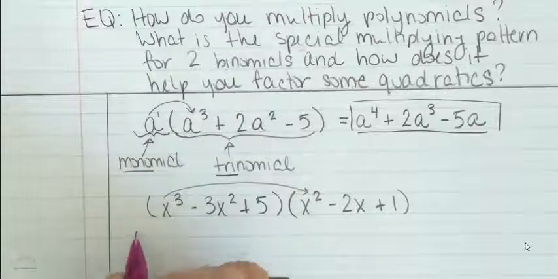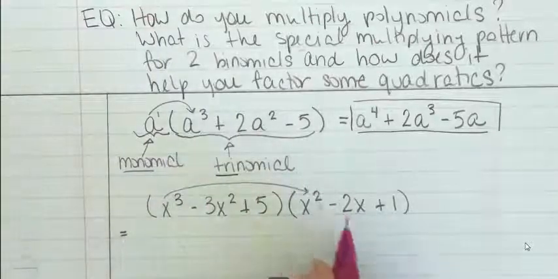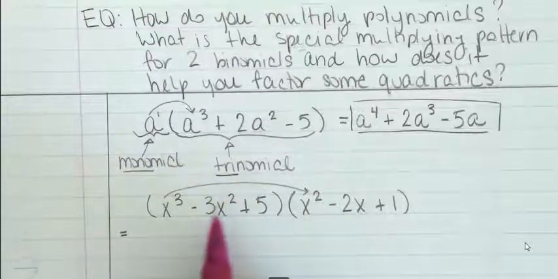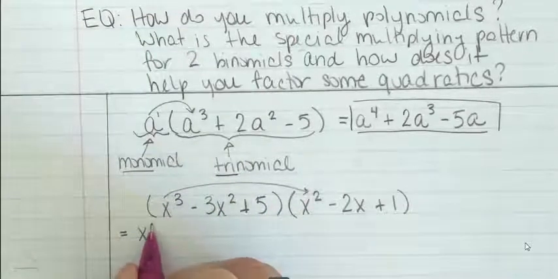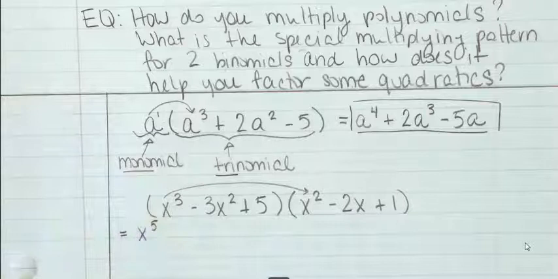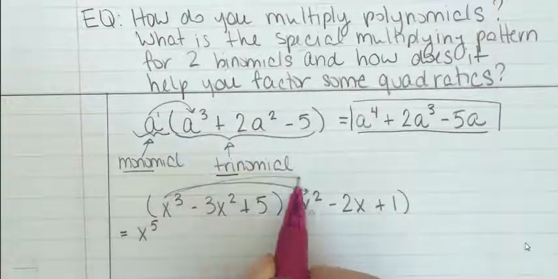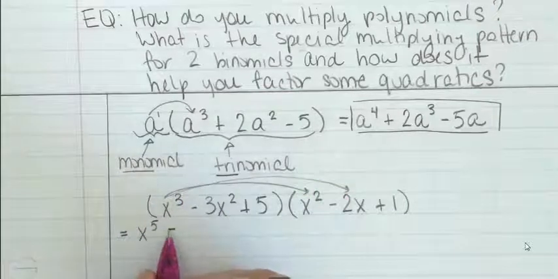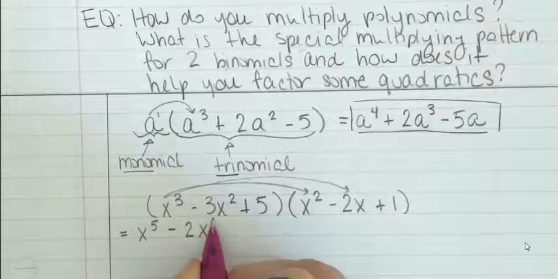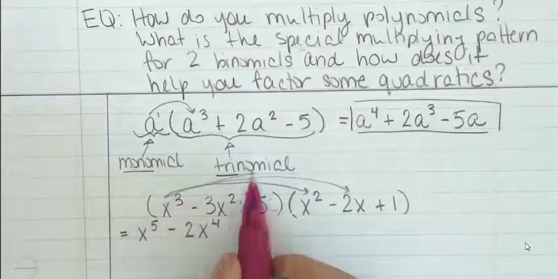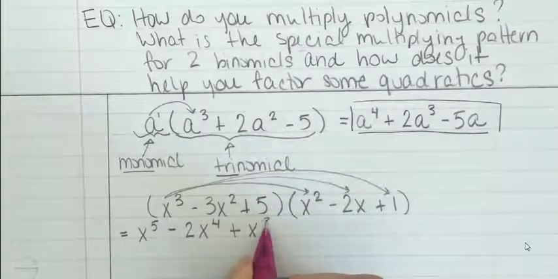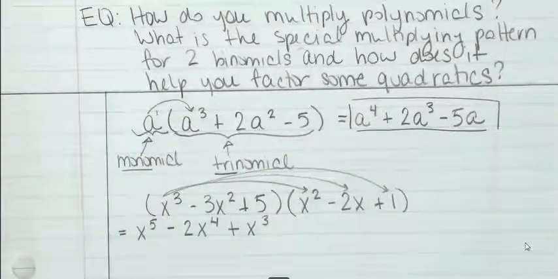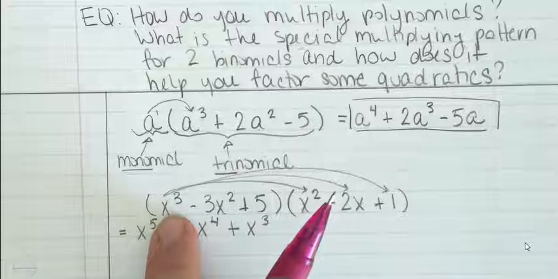So I'm going to take the x cubed, and I'm going to multiply it to x squared. I'm going to go down here because I'm going to get a lot of terms out of this. So once again, like bases, so I add the exponents. So I get x to the 5th. Then x cubed times negative 2x gives me negative 2x to the 4th. And x cubed times positive 1 gives me positive x cubed. Okay, first term in the first trinomial is taken care of.